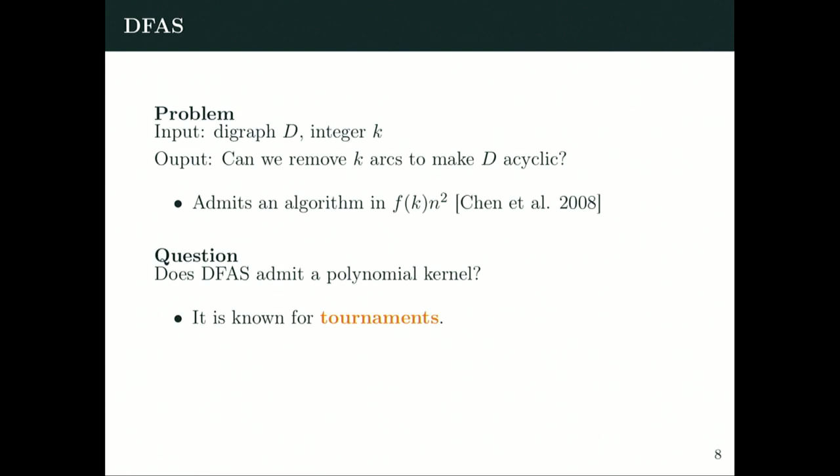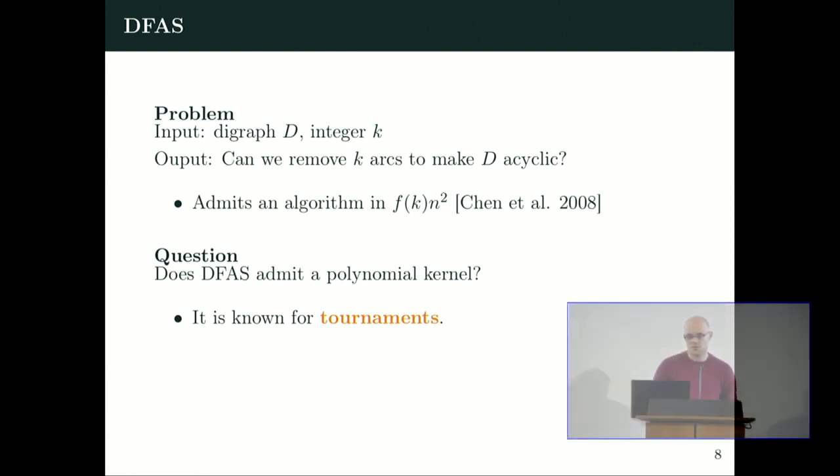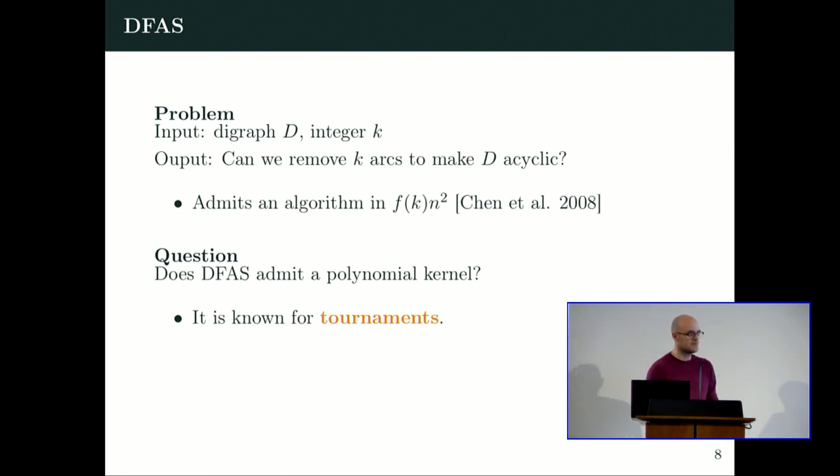So one of the nice questions about the existence of polynomial kernels is the one concerning the directed feedback arc set problem. Probably you know this one, but let me just say it again. You have a digraph D and an integer k, and the goal is to answer the question: can we remove k arcs in order to make D acyclic? This is a well-studied problem, and in particular, we know that there is an algorithm in f of k times n squared, so an FPT algorithm, and this is due to Chen in 2008. Since then, the question of the existence of a polynomial kernel for directed feedback arc set remains open.